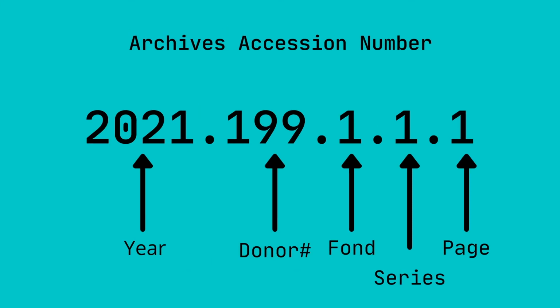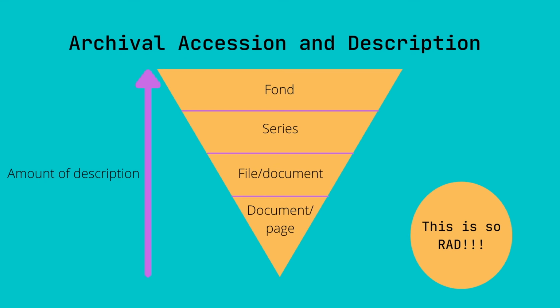An archival accession number is a bit longer due to the multiple levels of description. A document will have the year, donor number, the fonds number, the series number of the fonds, and the document number of the series. If a document is multiple pages, an additional number will be added for the page number. Archival accession numbers differ from museum accession numbers because archival collections are organized and described following professional standards. For example, RAD, or Rules for Archival Description, is the Canadian standard.